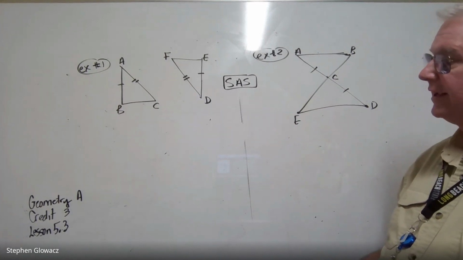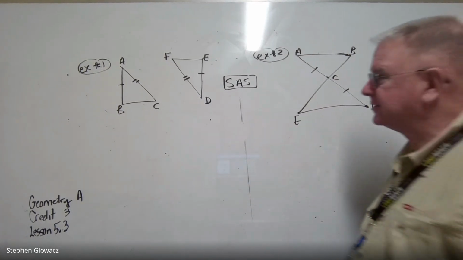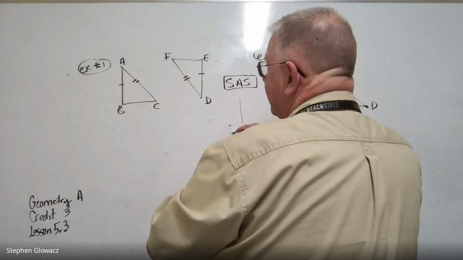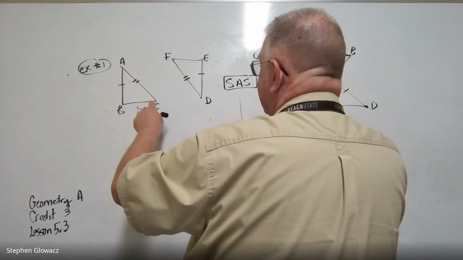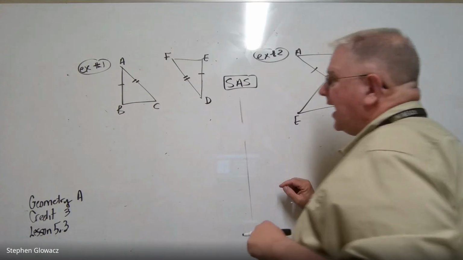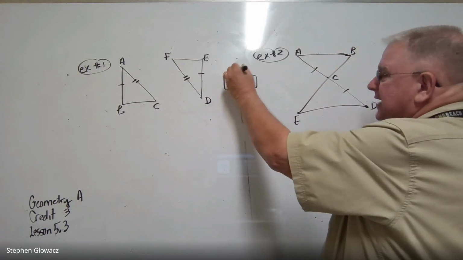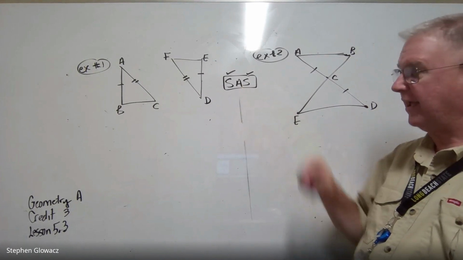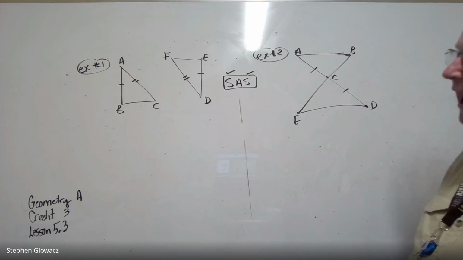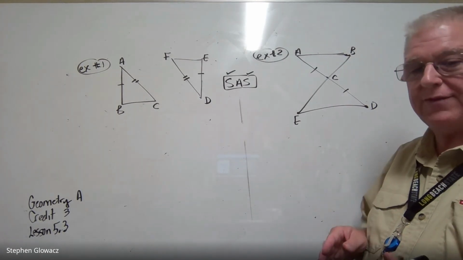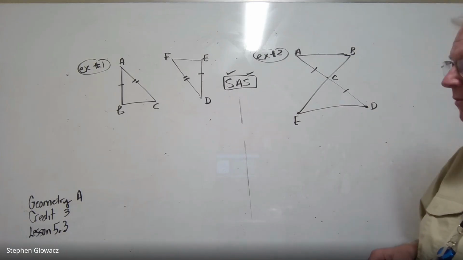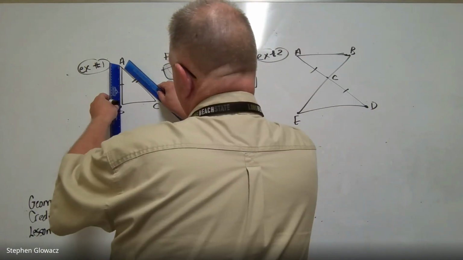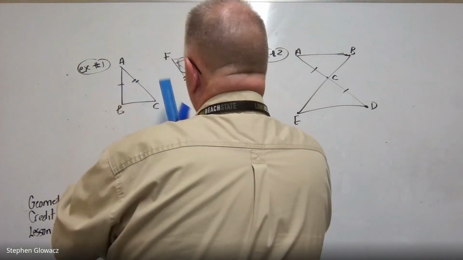All right, so in example number one, we have two pairs of sides marked congruent. We're told that AB is congruent to DE. We're also told that AC is congruent to DF. And so we have two pairs of sides marked as congruent. So what we're missing is the pair of angles. And remember, the angle has to be the angle that's in between the two sides or that's formed by the two sides. So here are the two sides in our first triangle, and they form angle A.